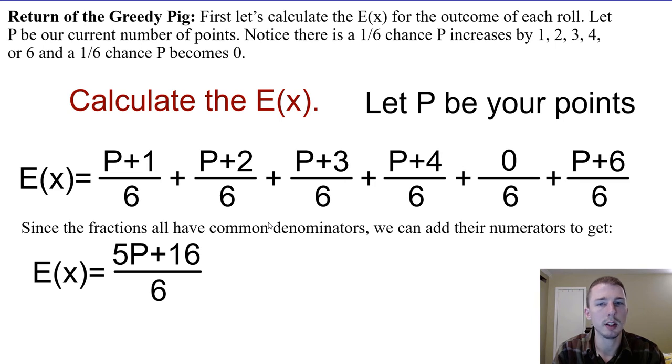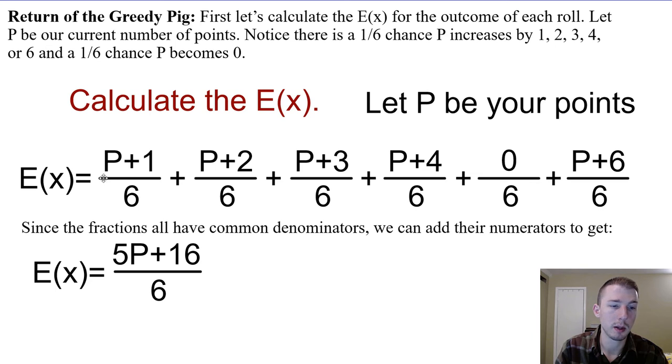So let's calculate the expected value for the outcome on each roll. So P will be our current number of points, whatever you have. Notice that there's a 1/6 chance that P increases by 1, 2, 3, 4, or 6. But whenever we roll a 5, then your number of points is going to go to 0, and that could happen 1 out of 6 times, right?